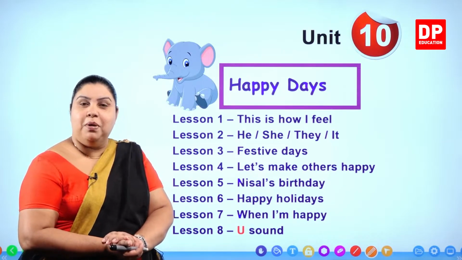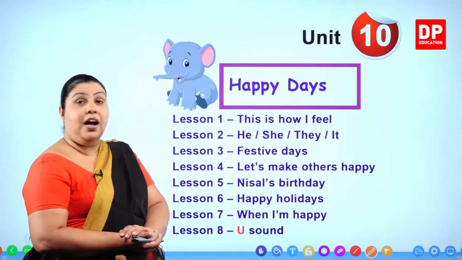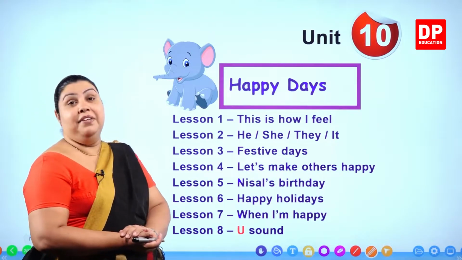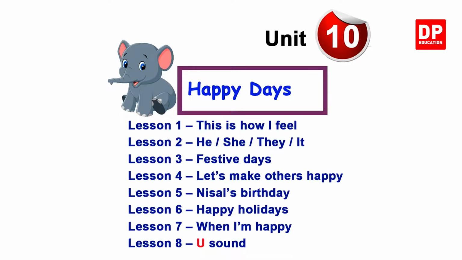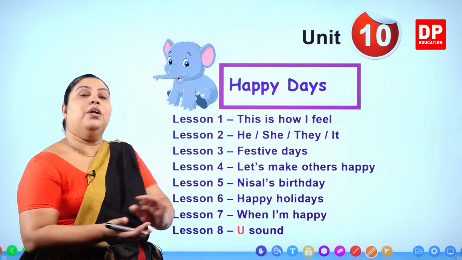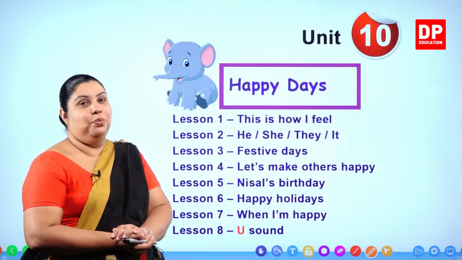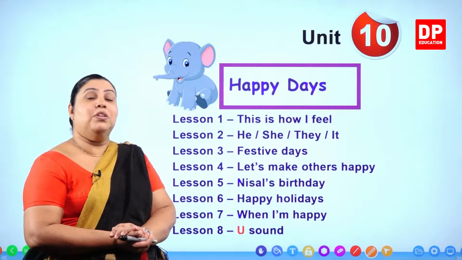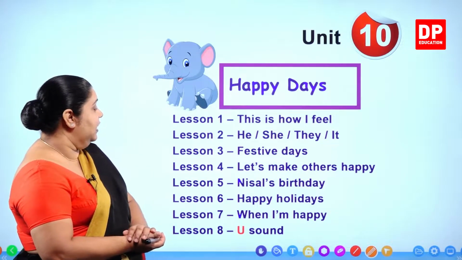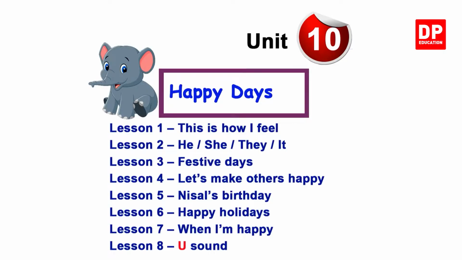We are going to talk about those things in our lesson number 4. Let's make others happy. Okay? Then we are moving on to lesson number 5. And that's Nisal's birthday. In your pupils book, lesson number 5, we are going to talk about our friend Nisal, who is celebrating his birthday. So birthday is a day that we feel happy. So we are going to talk about Nisal's birthday in our lesson number 5. Then lesson number 6, we will talk about happy holidays.